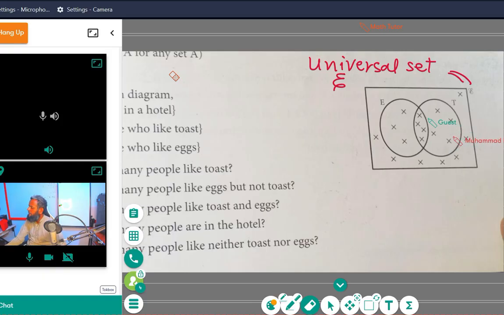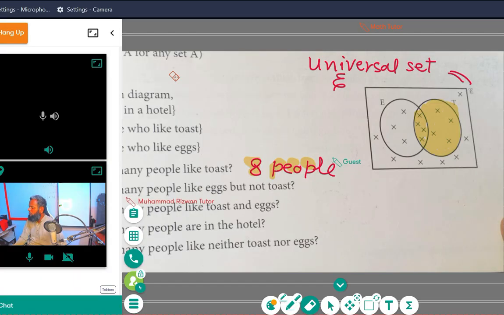Okay, good, great. Now write here. Count and write the people who like toast. One, two, three, four, five, six, seven, eight. There are 8 people. Okay, good, great. 8 people like toast. Eight only. Okay, next.